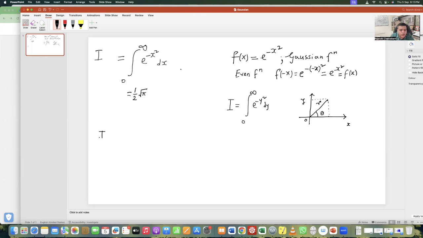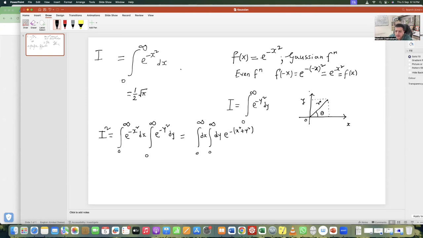So if I write down I square, you have this integration: 0 to infinity exponential minus x square dx times 0 to infinity exponential minus y square dy. And I can rearrange a bit and write it as 0 to infinity dx, 0 to infinity dy, exponential of minus x square plus y square. This is I square. If I can evaluate this integral and take a square root of this, I'll get my integral I.